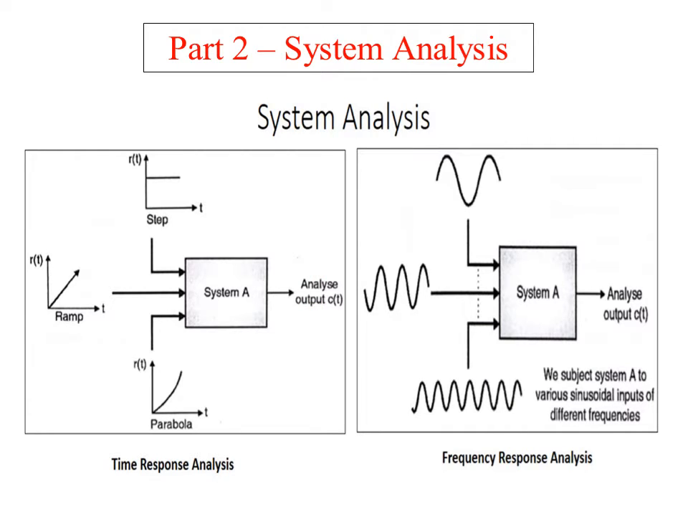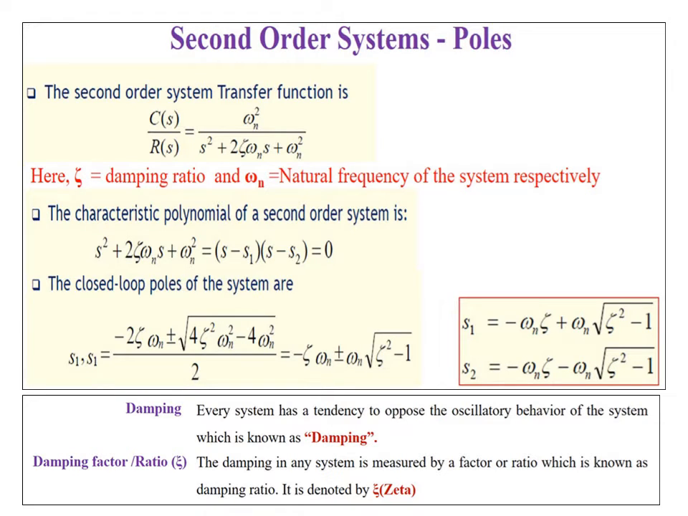In the frequency response analysis, there are different frequencies: first frequency, second frequency, third frequency. Different frequencies are the input to the system and we analyze the output. So that is the difference between time response and frequency response. In the time response we take different standard inputs, like step, ramp, or parabola. But in the frequency response analysis, the input is varied with the frequency.